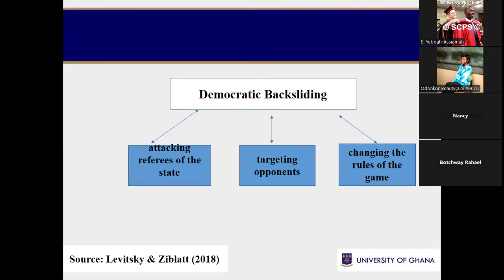So these are the 3 elements given by Nancy Bermeo. What are they? Summarize them. Mention them again. What are the elements by Nancy Bermeo? Promissory coup, executive aggrandizement, and then strategic manipulation of elections. Okay, are you with me?